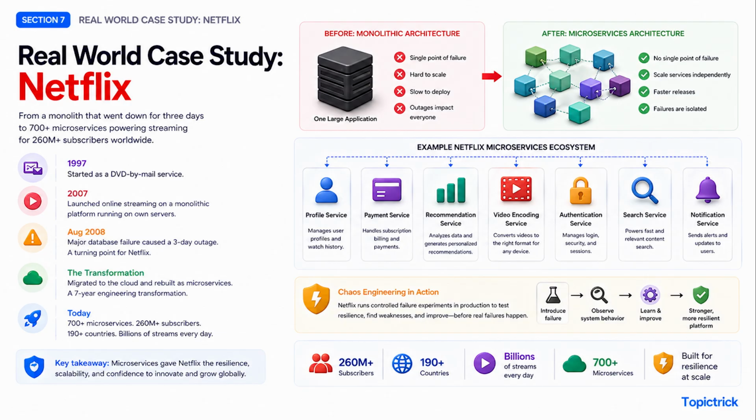The process took around 7 years to complete. Today, Netflix operates over 700 individual microservices. One service manages what you have already watched, another handles your monthly subscription payment, another analyzes your viewing history and generates recommendations, another encodes video files into the right format for your screen and your internet connection. Another manages the login process, another handles search.